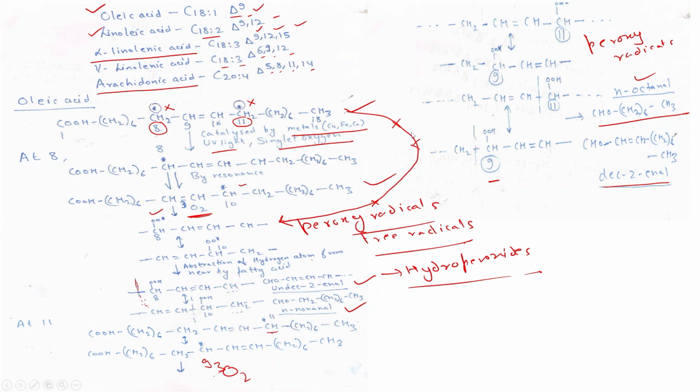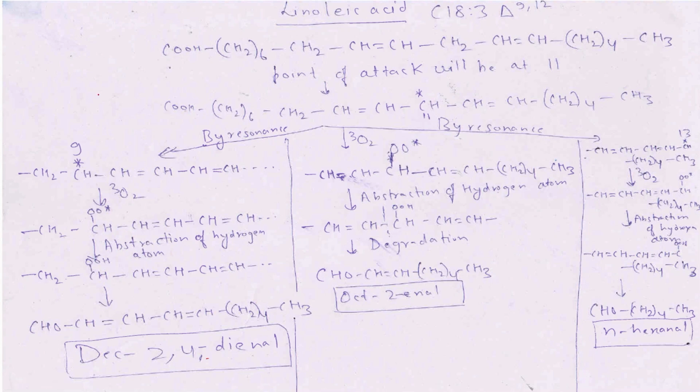Okay. Now coming to autoxidation of the linoleic acid. Linoleic acid is having 2 double bonds, that is at the 9th position. So if we start 1, 6, 7, 8, at the 9th position we have the double bond, and this is 10, this is 11, this is 12.